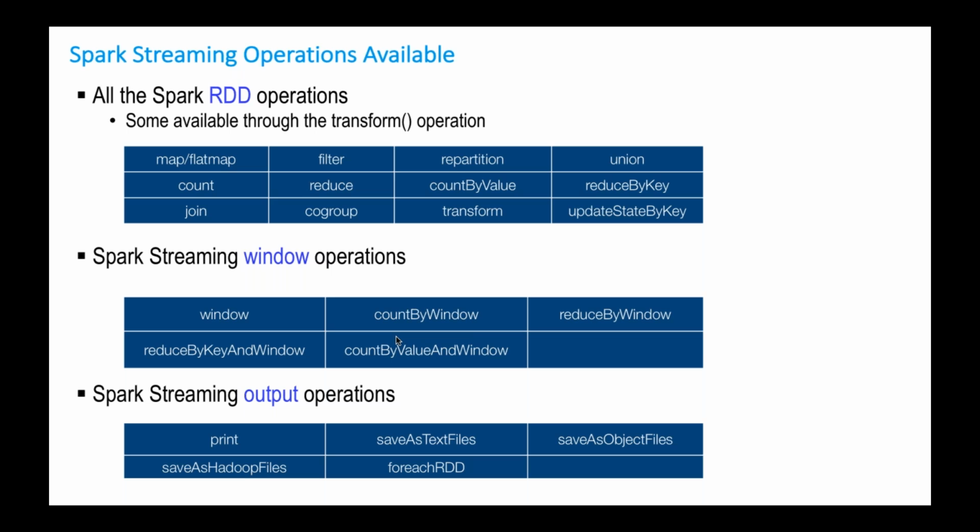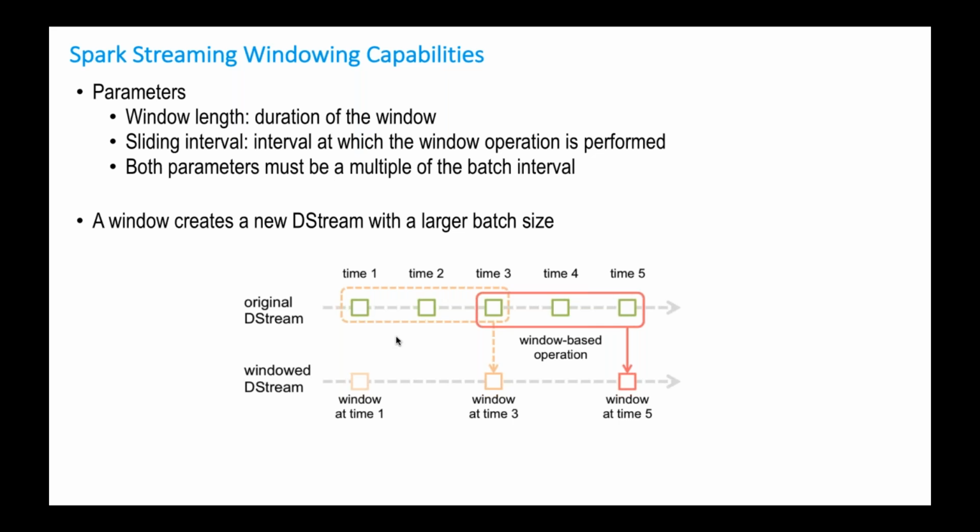So let's talk about windowing capabilities. Windowing in Spark Streaming is done using two parameters. The first one is the window length. The second one is the sliding interval. Both these parameters must be multiples of the batch interval. So why do we need two different variables to do that? If you take an example, it will be very clear.